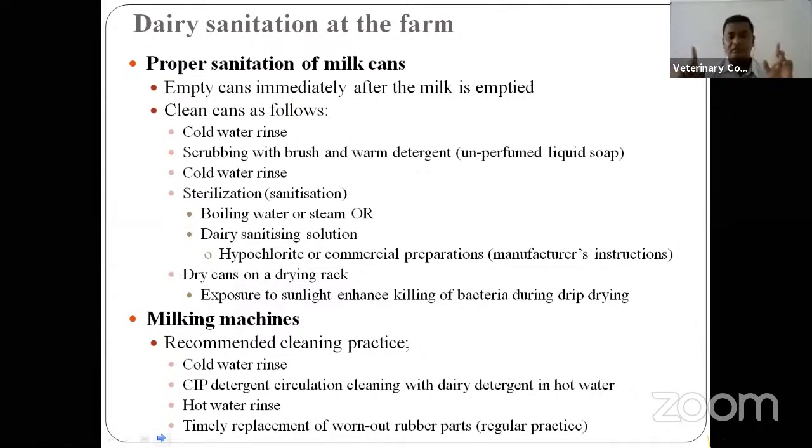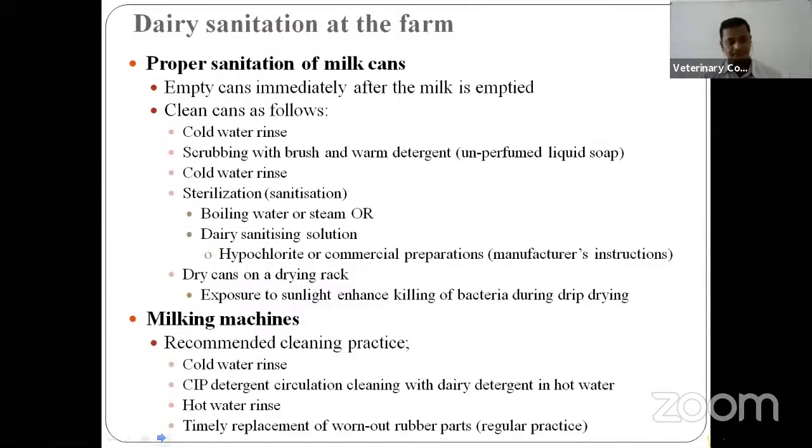That is why all these milk receptacles must be properly sanitized using a universal sanitization procedure. What is that procedure? Our scientists and stakeholders have worked, and they have found that by doing this, we can keep the microbial count at a lower number. What is that generalized one? This is the procedure.